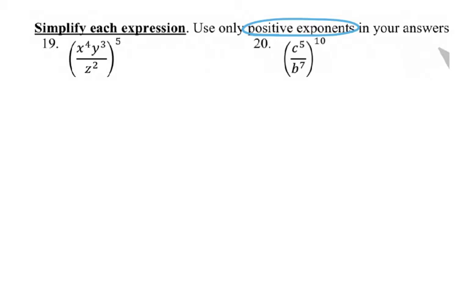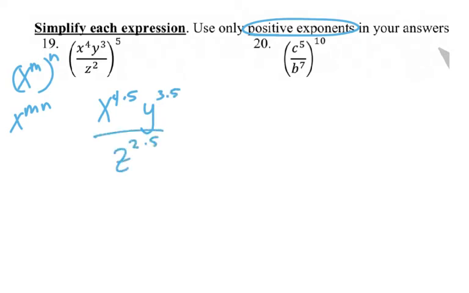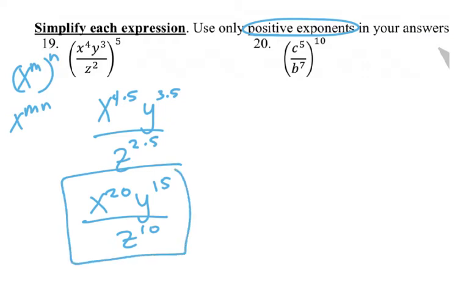Number 19, if you look at what's inside the parentheses, there's nothing that could be simplified. I can't cancel x's and z's, for instance. This is a power of a power rule, because I have things to a power given more power. So if you look back at your rule, the rule is multiply your exponents. Remember, x to the m to the n would be x to the m times n. So I'm going to take x to the fourth times 5, y to the third times 5, over z to the second times 5. That's going to give me x to the 20th, y to the 15th, over z to the 10th. And that will be my simplified answer for number 19.